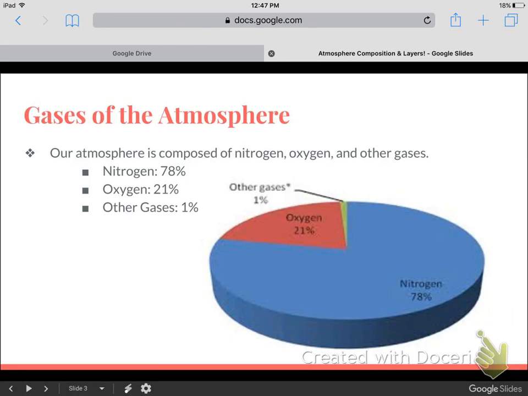So looking at this pie chart, it kind of shows you a percentage of what our atmosphere is composed of. The main thing that our atmosphere is composed of is nitrogen at 78%. A lot of people think that oxygen is the main gas in our atmosphere, and that is not true. Okay, nitrogen is the most abundant gas. Next is oxygen at 21%, and then that last 1% are other gases.